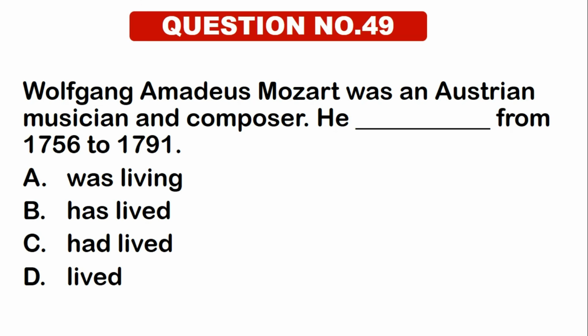Number 49. Wolfgang Amadeus Mozart was an Austrian musician and composer. He blank from 1756 to 1791. A, was living. B, has lived. C, had lived. D, lived. The correct answer is lived. Simple past tense: I lived. The situation here demands the use of simple past tense. I lived. Action in the past. There's the action in the past and there's the time element: 1756 to 1791.